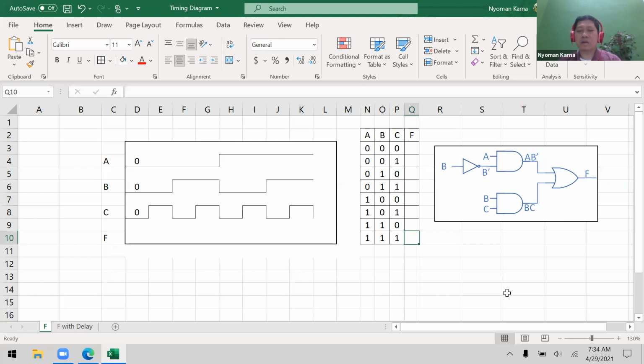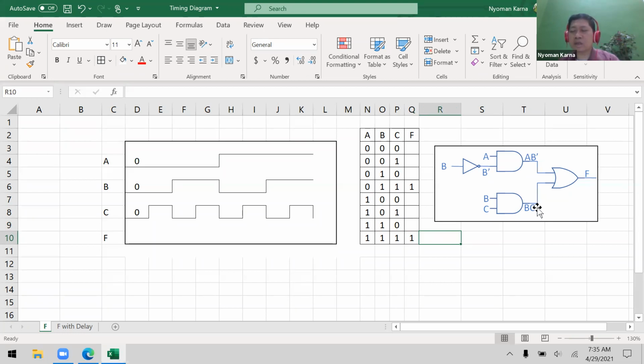That means we need to find out which of those 8 input combinations have B as 1 and C as 1. This is B is 1 and C is 1, so the output will become 1. And this is also B is 1 and C is 1, so the output will become 1.